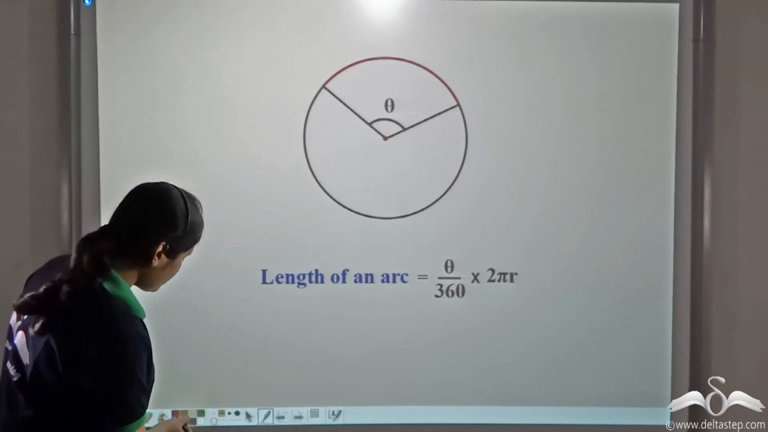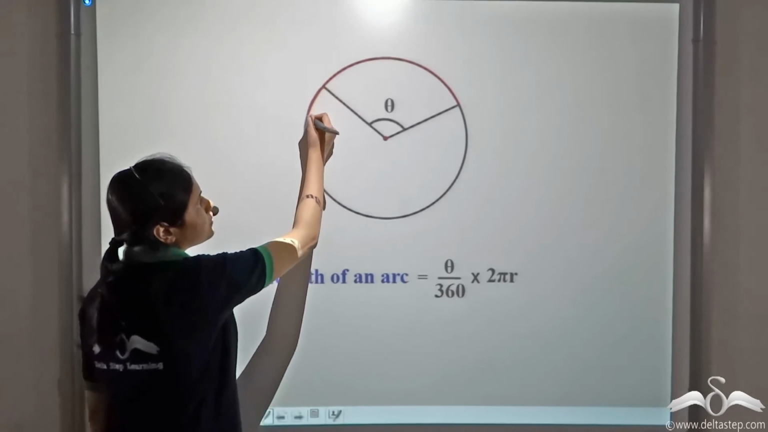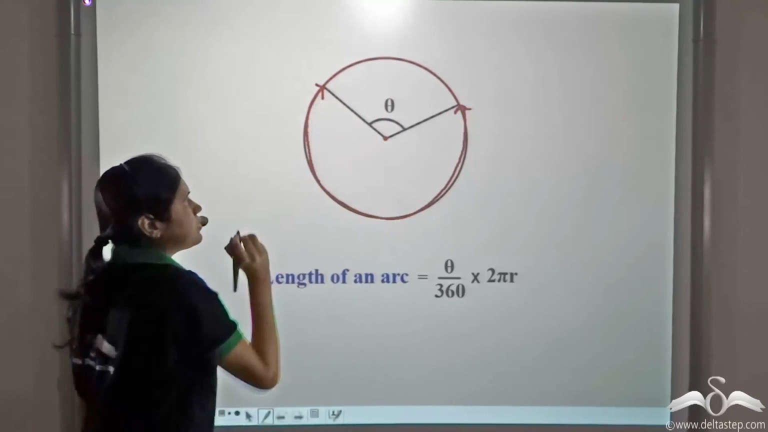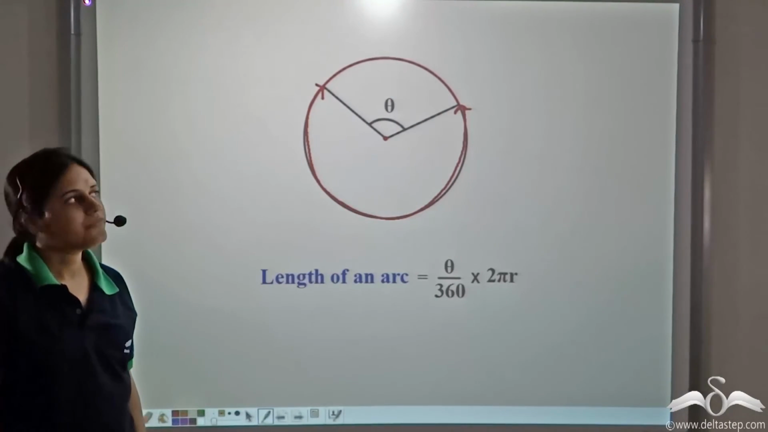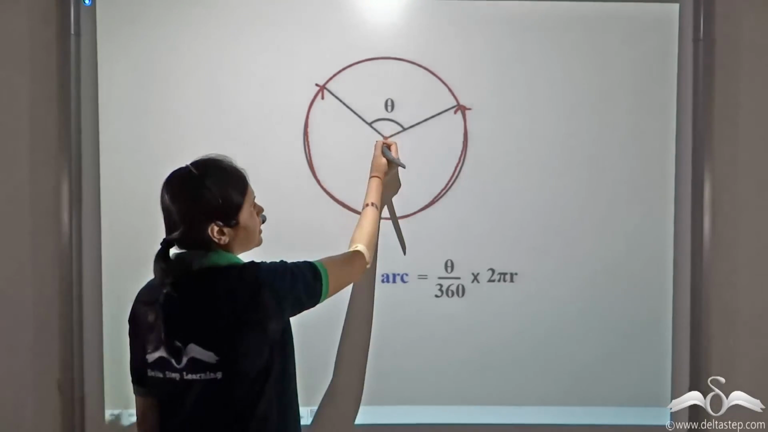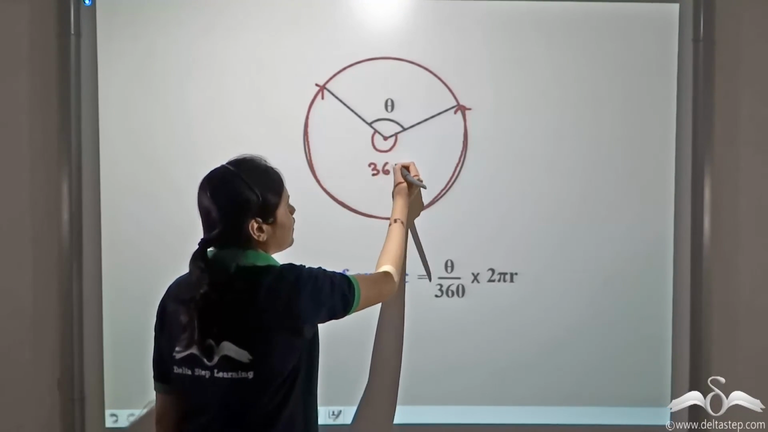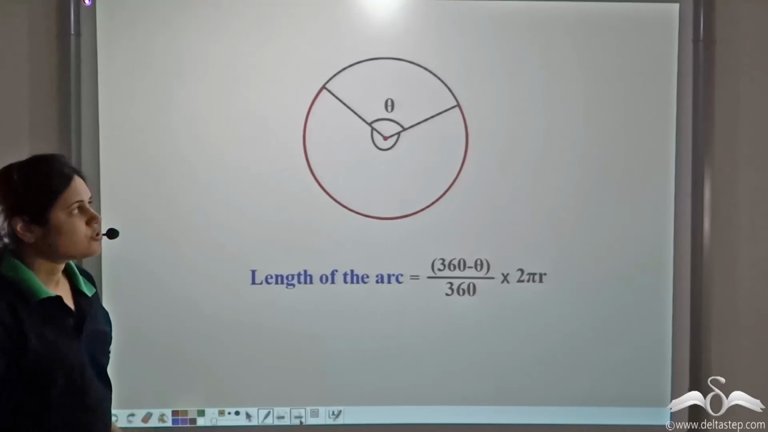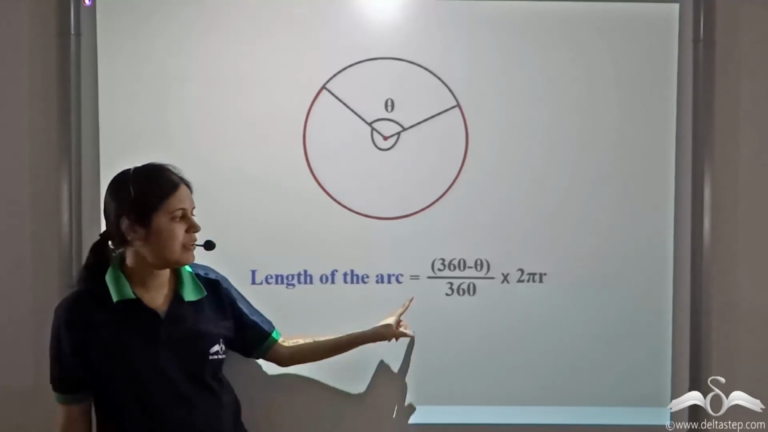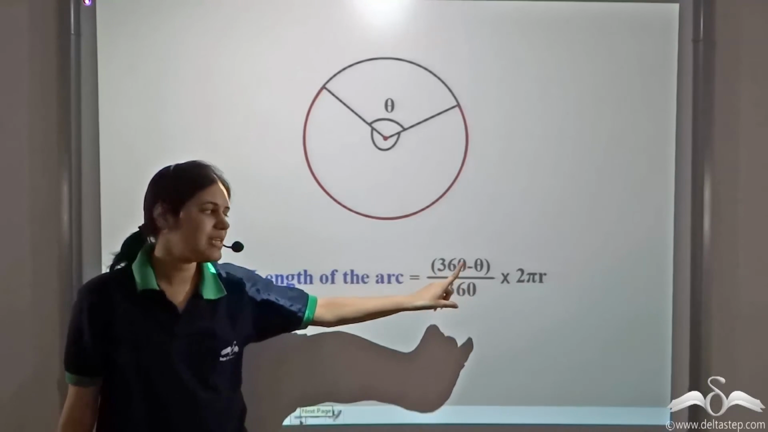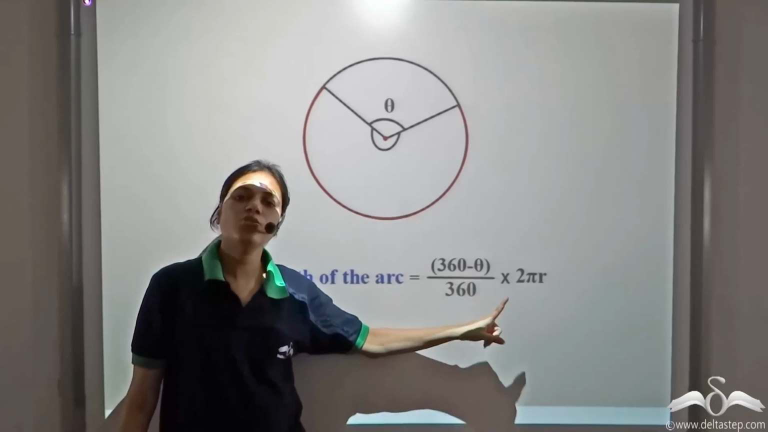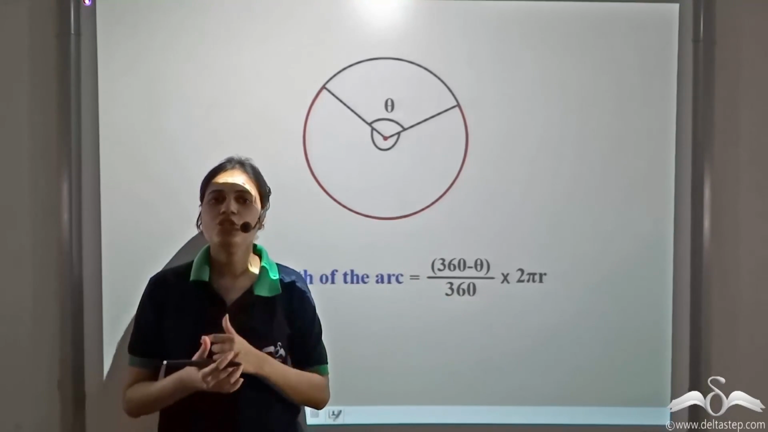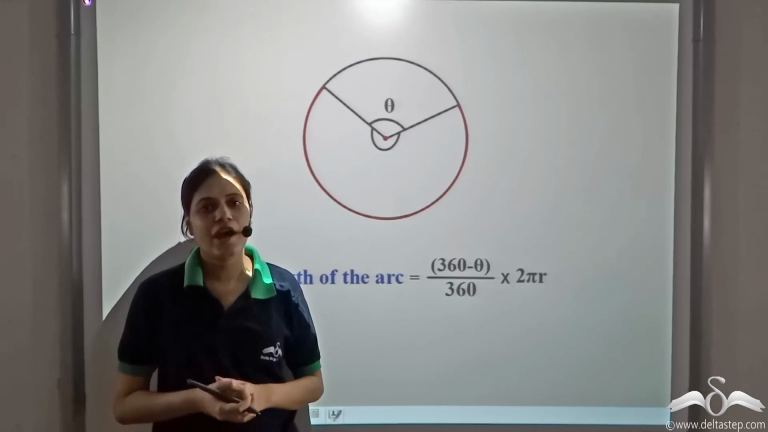Now what about this arc? This is the major arc of the circle. How do we find the arc length? Well, if this angle is theta, this angle will be 360 degrees minus theta. So the length of this arc is given as 360 minus theta divided by 360 into 2 pi r. So again, central angle by 360 into 2 pi r. So this is how you find the length of the arc of a circle.